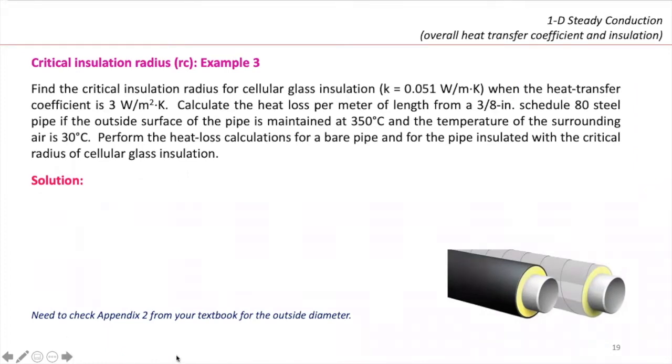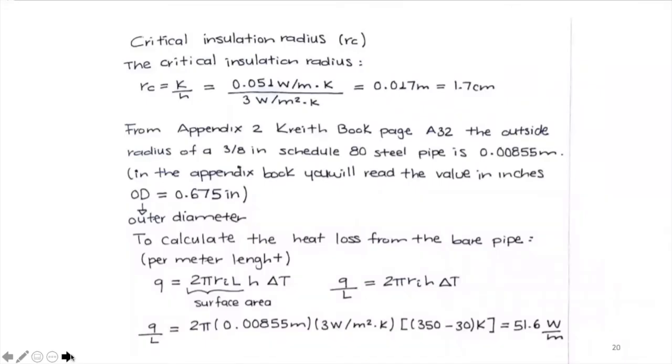You need to check in Appendix 2 in your textbook for the outside diameter for that nominal size. So this will help you again to look into your appendixes and learn how to find these values in your text. So this is my calculation here.